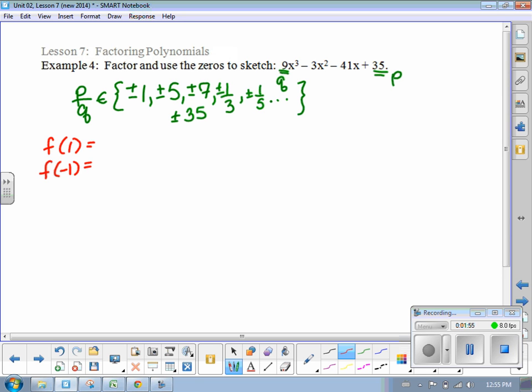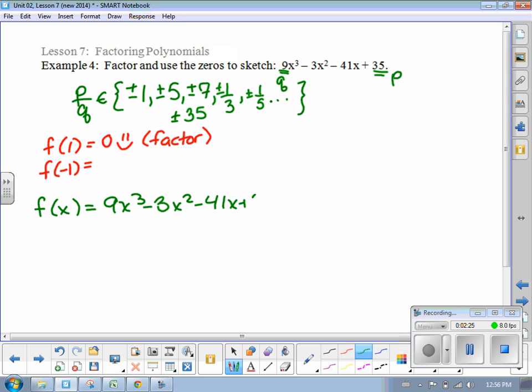And it turns out, once you put this in, that F at 1 does equal 0, which tells you that it is a factor. So we don't even have to check the rest. So right off the bat, we know that x minus 1 is a factor. So we are going to start by writing our original, and we're going to factor out x minus 1.